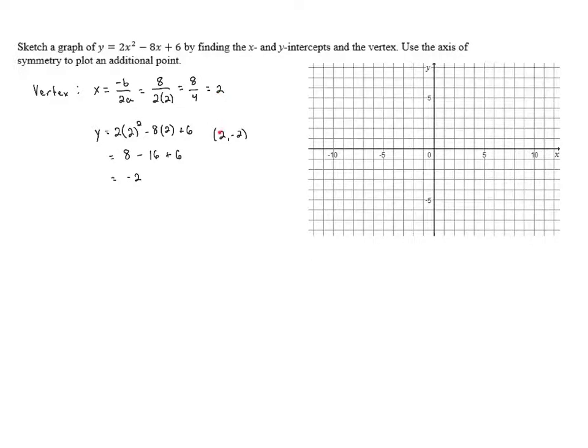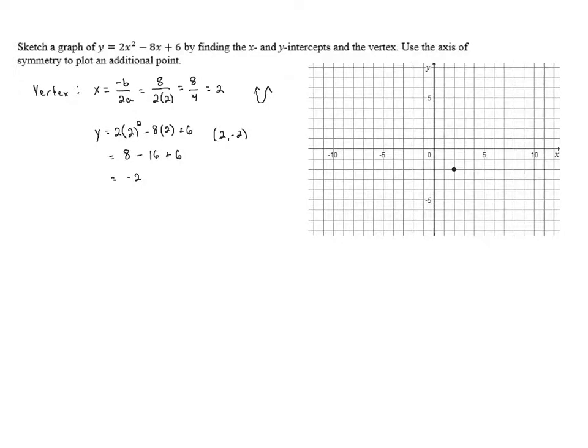The x value was 2, and the y value is negative 2. And we can plot that point right now. It's going to go right there. Perfect. We also recognize that this parabola is going to be opening upward because we have a positive leading coefficient. So the parabola is going to be moving up from there, but we're going to want the intercepts to figure out exactly how skinny or how wide it is.